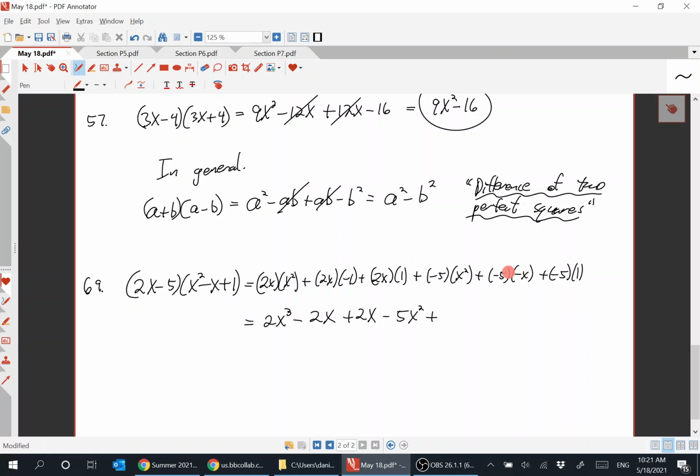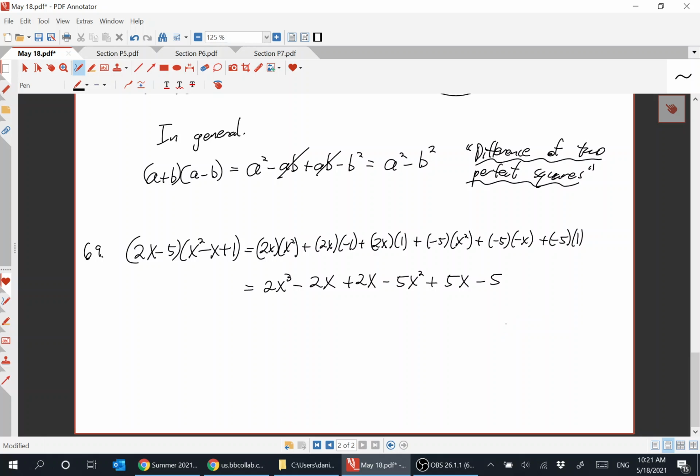Minus 5x times minus x. The minuses cancel when you multiply them together, right? It's just plus 5x. And then minus 5. Okay. So I have minus 2x. Well, let's do the highest power, x to the third. So I got 2x to the third, no other x to the thirds. Then x squared minus 5x squared right there. And then x. So I have minus 2 plus 2 and 5. Leaves me altogether 5x. And then minus 5.